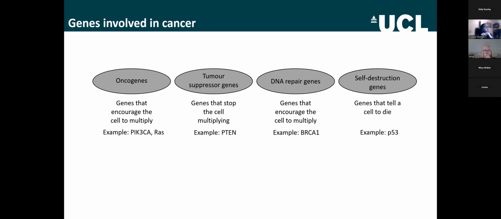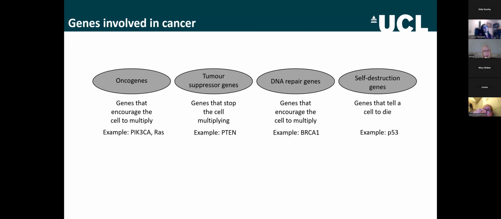The genes involved in cancer can be classified into four main groups. The first one is oncogenes. These are the bad guys. Too much of these genes is not good for us. It means it encourages the cells to multiply, and we know that cancer is a proliferative disorder. The cells multiply uncontrollably, and that's what makes them cancerous. So these genes encourage the cells to multiply. Next, you have the tumor suppressor genes. These are the good guys, such as the PTEN gene. These tell the cells to stop multiplying. So these act as a brake.